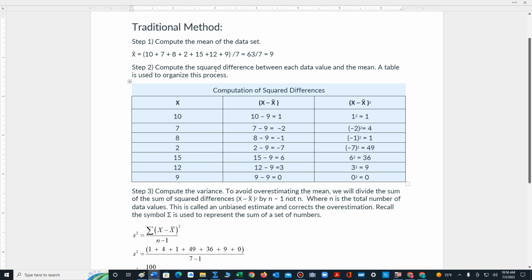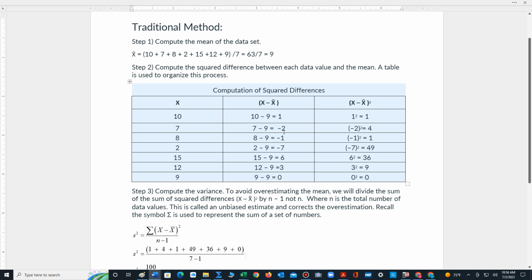Next, we compute the square difference between each data value and the mean. To simplify this process, I've created a table. In the first column, I list the individual data values from the data set. In the second column, I subtract the mean from each data value. So recall the mean is 9, so we take 10. 10 minus 9 is 1.